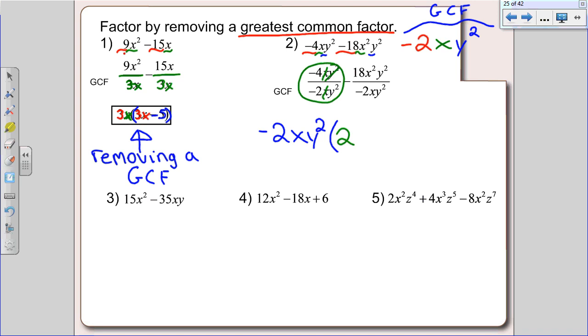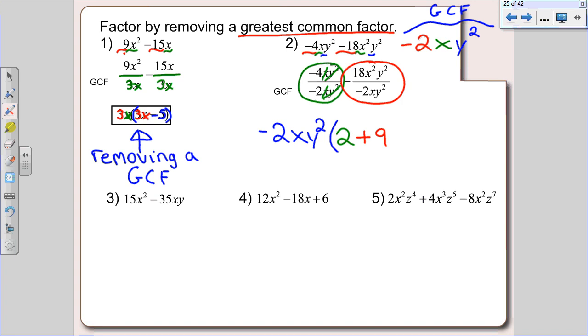You then move on to the second term. This minus sign, we keep it with the 18. So I would go negative 18 divided by negative 2. And that would give me a positive 9, so it becomes a plus 9. If it had given me a negative 9, I would have gone minus 9. Anybody have any questions about that? So negatives we keep with the top number.